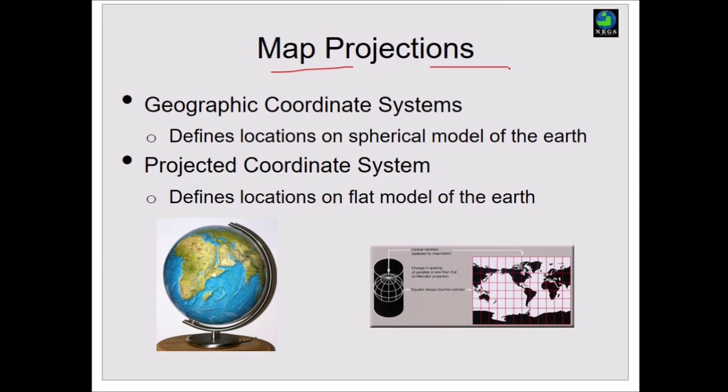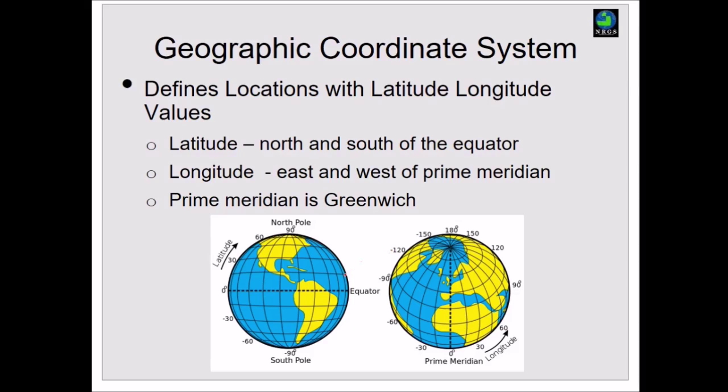Map projection, of course, as far as GIS is concerned, is a very important aspect in the background. So, geographic coordinate system and projected coordinate system, GCS or PCS. GCS defines location on the sphere model of the Earth, while the projected coordinate system defines the location on a flat model of the Earth. So GCS corresponds to the globe and PCS corresponds to the flat model of the Earth. GCS defines location with latitude and longitude values, which are angles, one from the prime meridian, one from the equator.